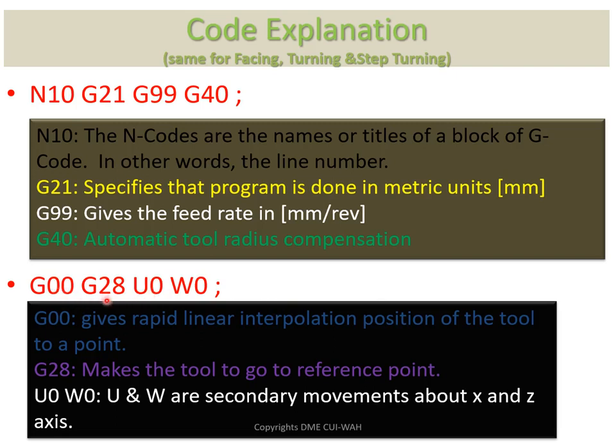G28 code. G28 code is used to move the tool to a reference point. Initially, we will set a reference point for the tool. So when we use a G28 code, after the work is finished, the tool will move to its reference point, which we have set earlier. U0 and W0, these are the secondary movements about the X and Z axis. These are used to move the tool in the X and Z axis according to our positioning.